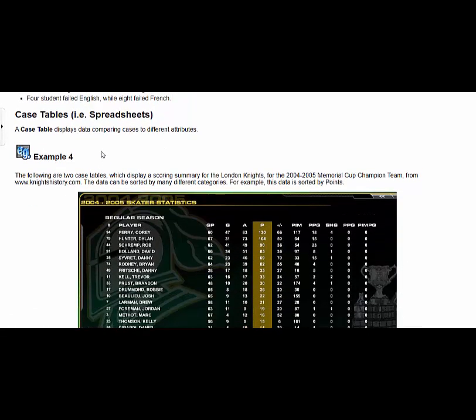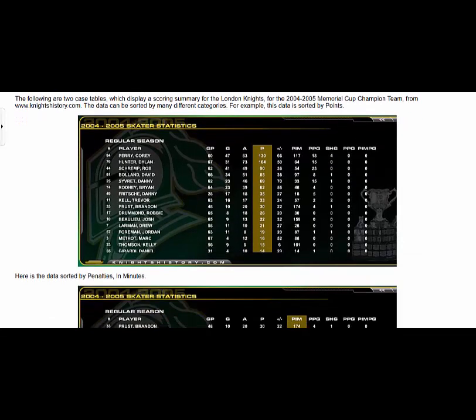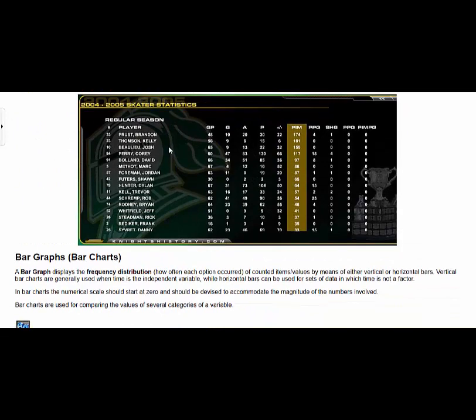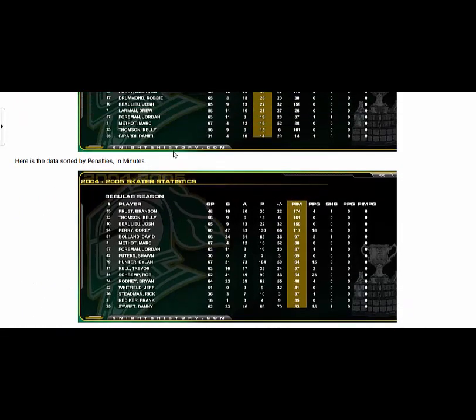A couple more options here. Case tables, that you know as spreadsheets. I don't think there's anything I really need to go through there, they're just organized sets of data. The one thing I would say, when we use spreadsheets, we always list downward and across in this way. So if you have names or individuals, they come down, and if you have multiple values for those, they go across.